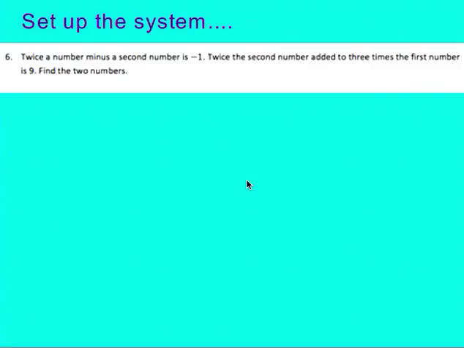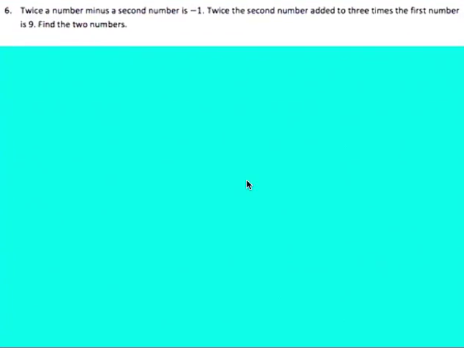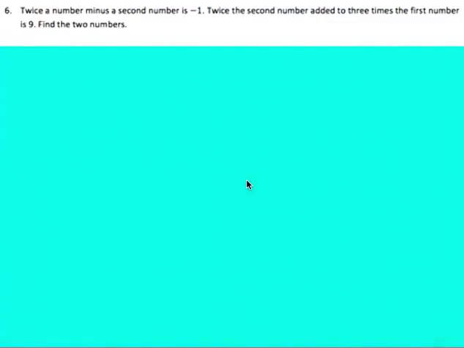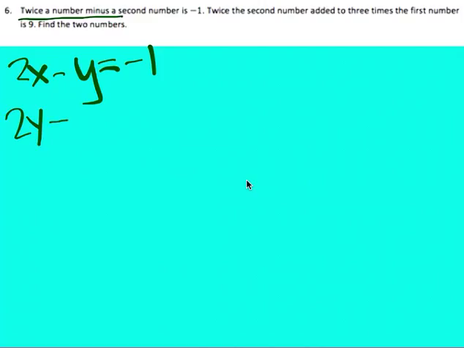So taking a look at number 16. So for number 16, it's going to be another one of those setting it up just kind of based on the math wording. So if you still have it, Unit 1, Notes 3, we went over a huge chart on, or Notes 2, I'm sorry, of what these words mean. So twice a number minus a second number is negative 1. Twice the second number added to 3 times the first number is 9.